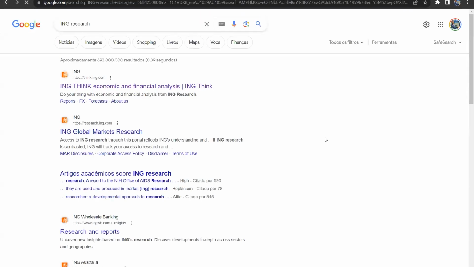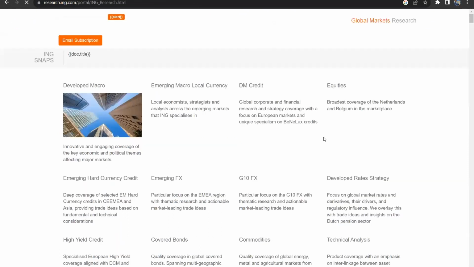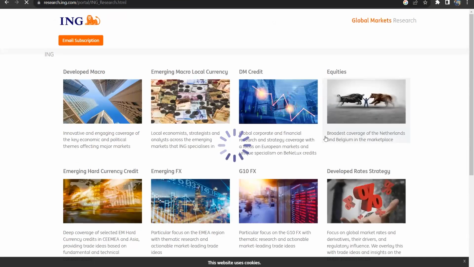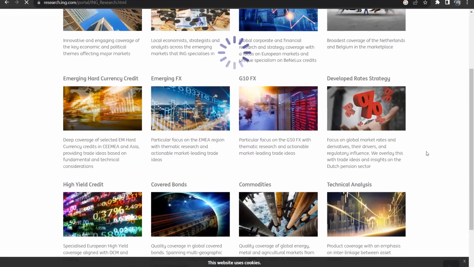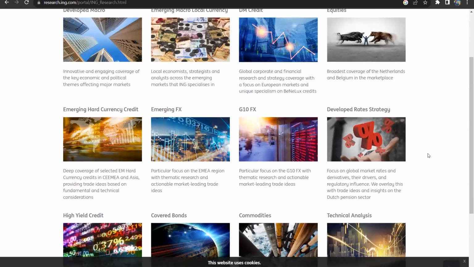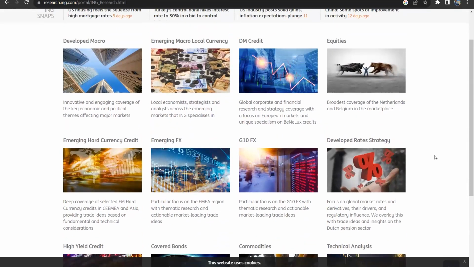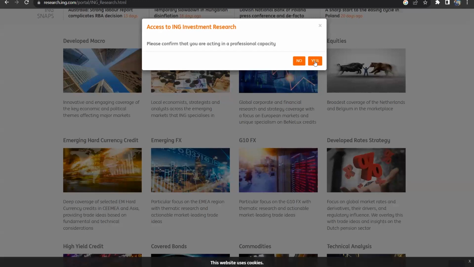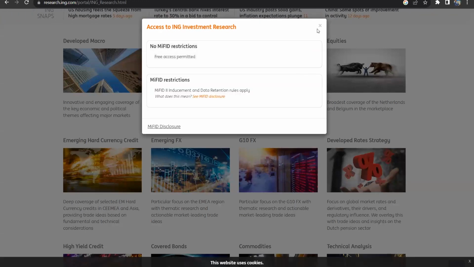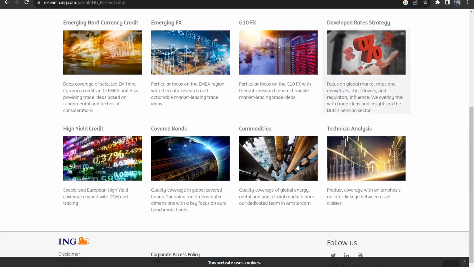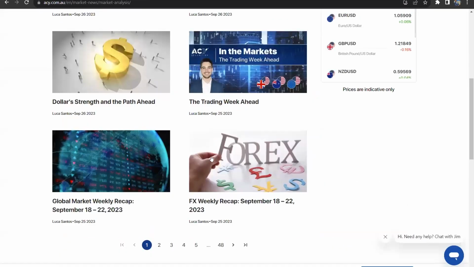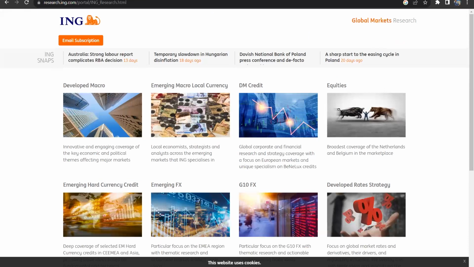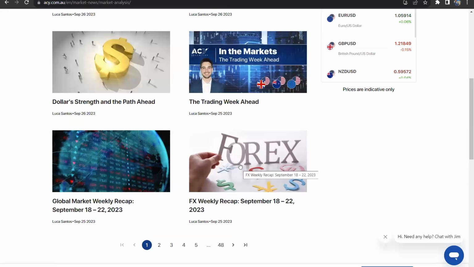Anyways, so if we go to think.ing.com, we have those researches that go globally, or maybe G10 Forex, emerging Forex. So basically what I do is I read those researches every single day. I get my hands on those researches every single day. So let's say G10 Forex. These are basically a summary from here, so you don't have to pay anything, it's free.